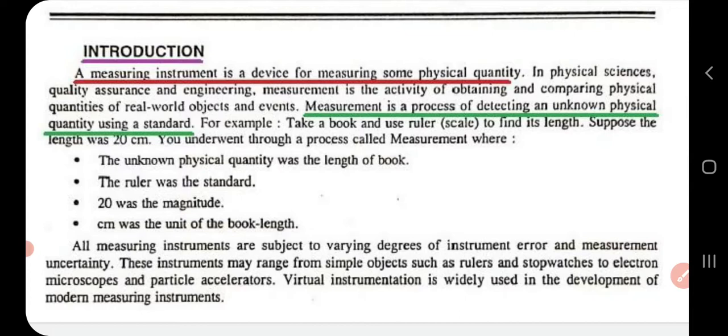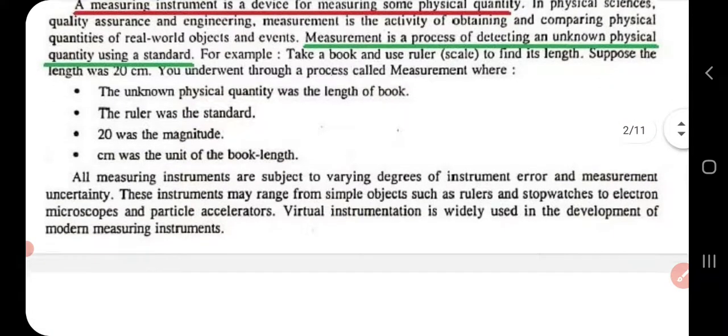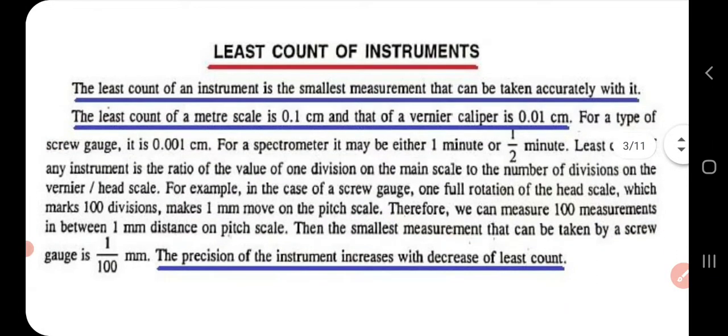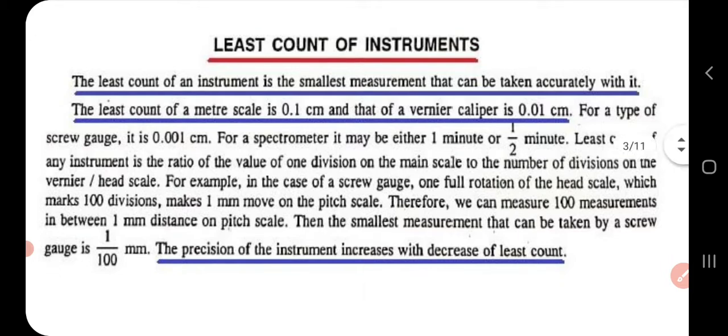Okay, so in this slide, what you have to study is what is measurement and what is a measuring instrument. Measurement is a process of detecting an unknown physical quantity using a standard, while a measuring instrument is a device for measuring some physical quantity. Next is about the least count. Least count of an instrument is nothing but the smallest measurement that can be taken accurately with it. If you have an instrument with you, its least count will be the smallest measurement that you can measure with it. For example, a meter scale.